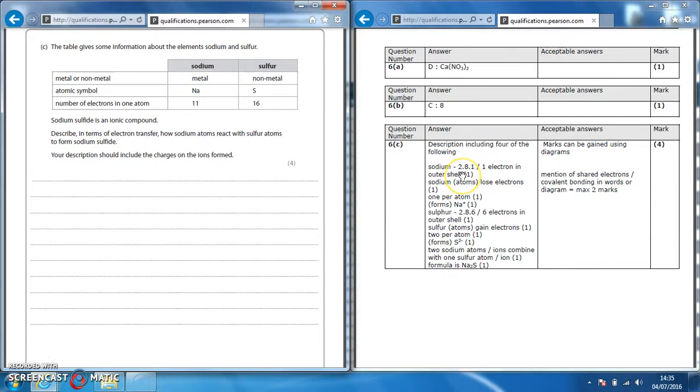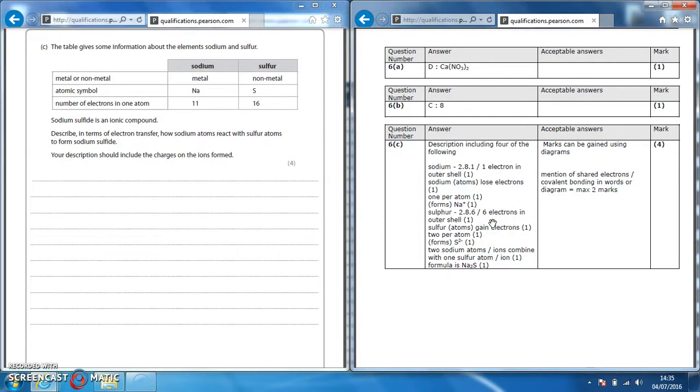First point here. You could do the same for the sulfur. 2 in the first orbital, which means there's 14 remaining. 8 in the next orbital, which means you've got 6 left. So there's 6 in the outer orbital. So we'd have 2, 8, 6, or 6 electrons in the outer shell.